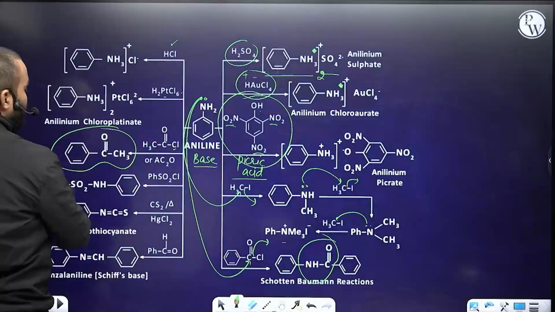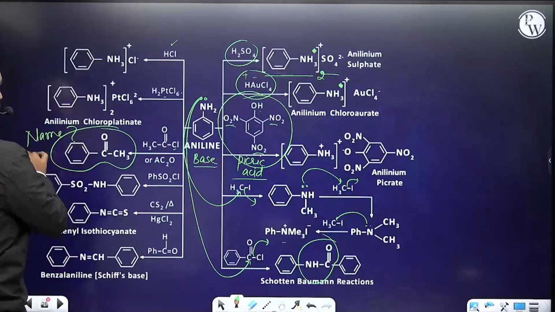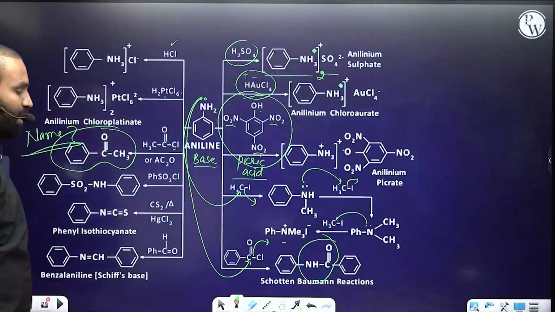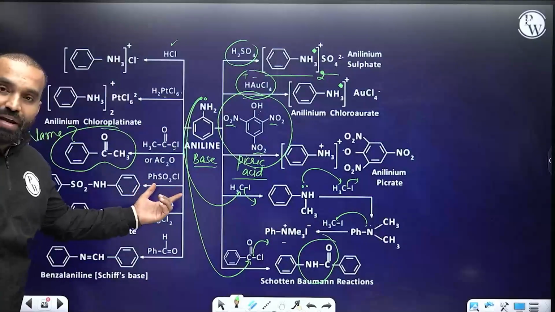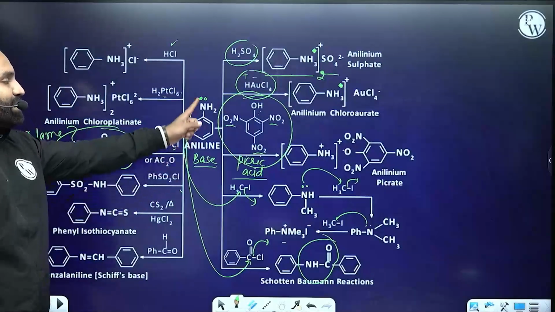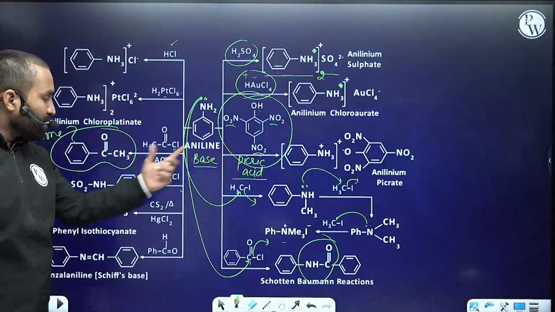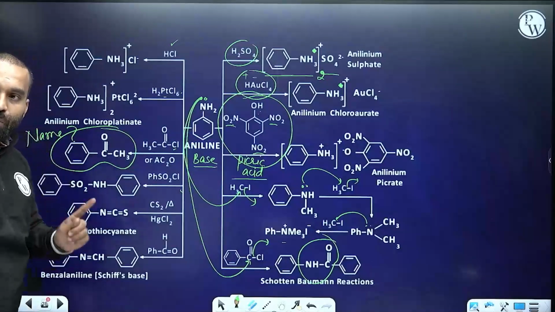What is the name of this compound? What is the common name of this compound? Very, very important. You have to write in the comment box. Hinsberg reagent. Remember Hinsberg reagent? You have to react it with primary amines. Is this a primary amine? Yes. So they will react together to form a compound which is soluble in NaOH, aqueous medium.